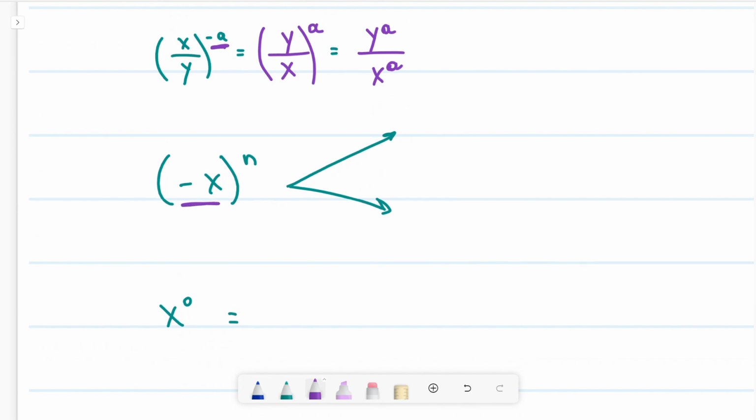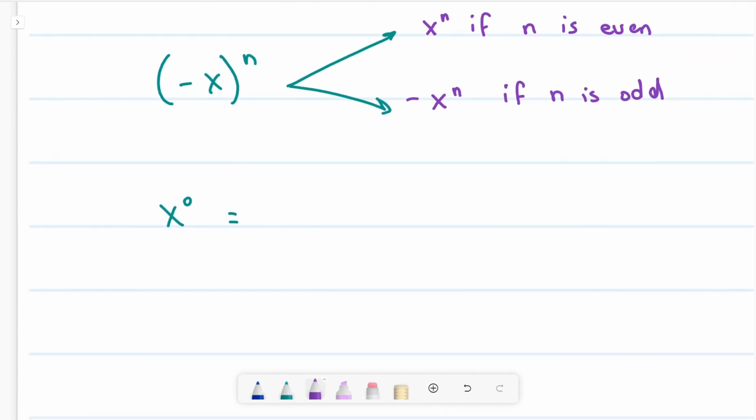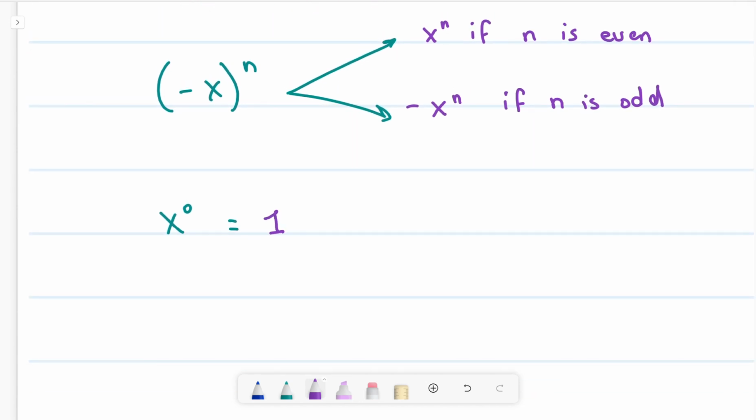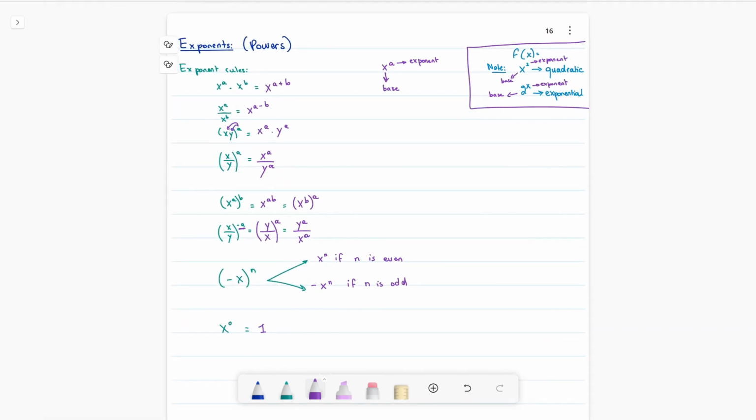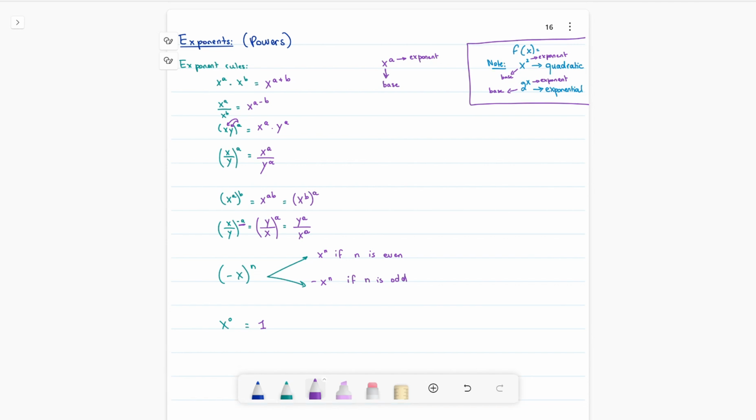Now what if the negative is in the base? Negative x all to the power of n is x to the power of n if n is even, and negative x to the power of n if n is odd. Finally, x to the power of 0 is 1. So in order to practice all of these exponent rules, we will move on to a few examples.